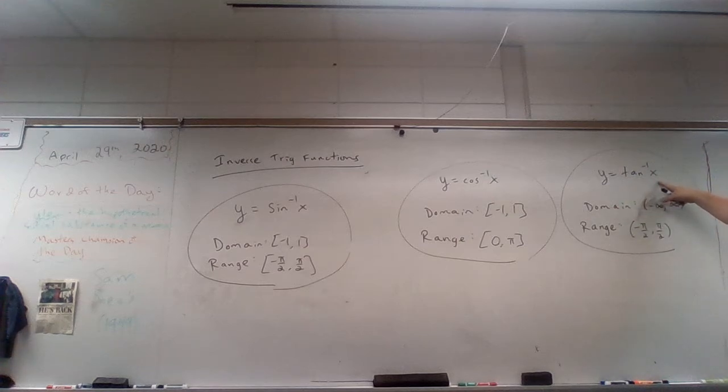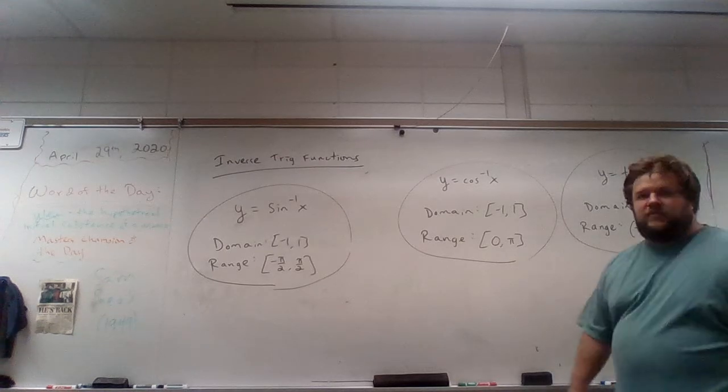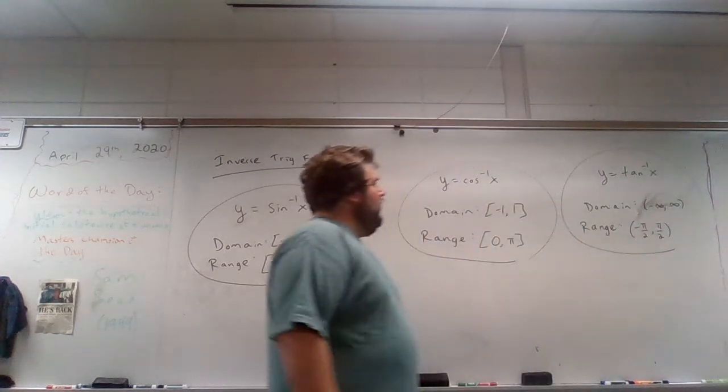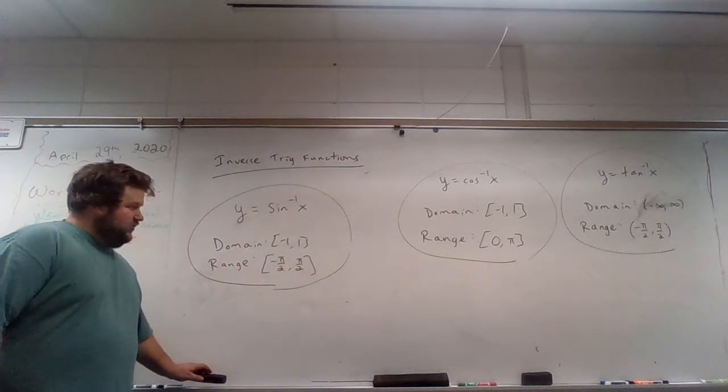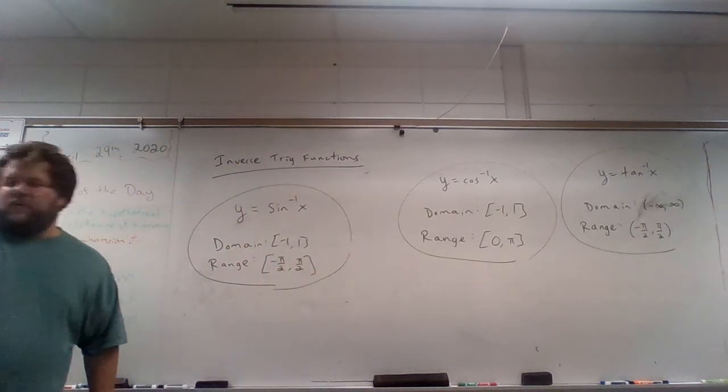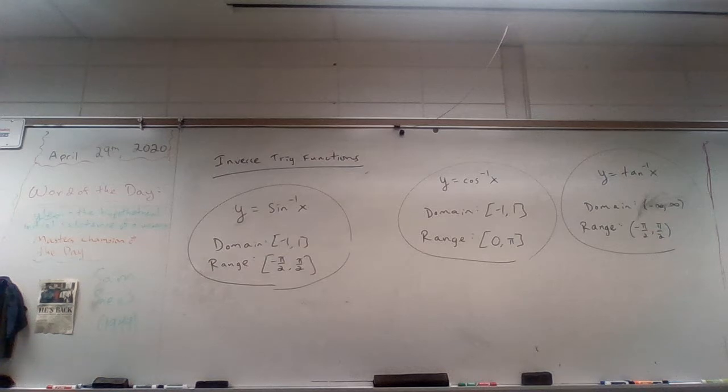Y equals tangent inverse of x. The domain is all real numbers, negative infinity to infinity, and your range is negative pi over 2 to pi over 2. Notice that this one is non-inclusive, so negative pi over 2 and pi over 2 cannot be outputs, but anything in between those two values can. Okay, I would write those down to start with, and then we're going to do some problems. So pause it if you want.